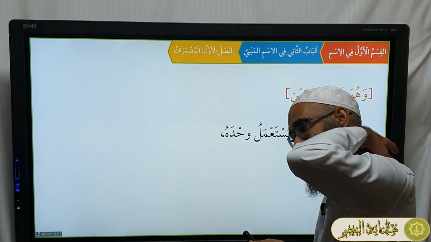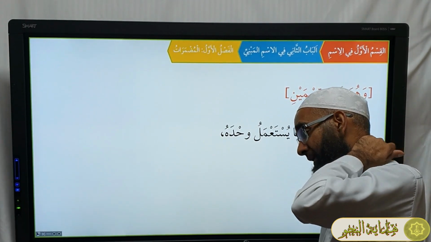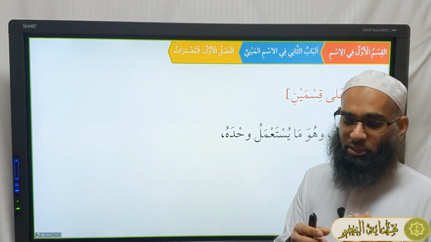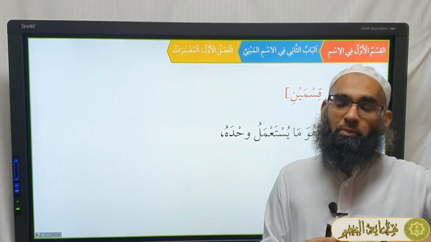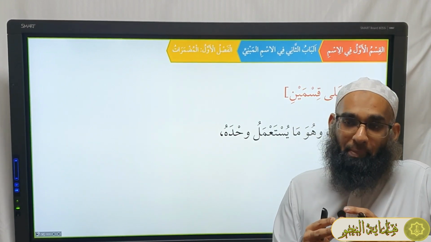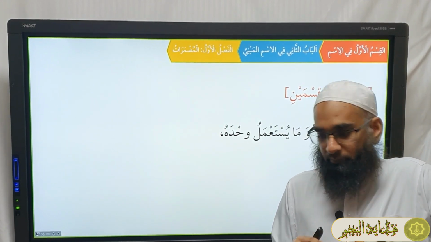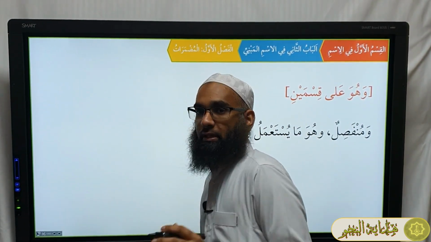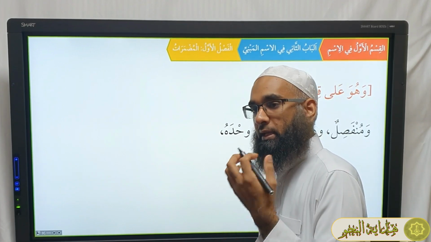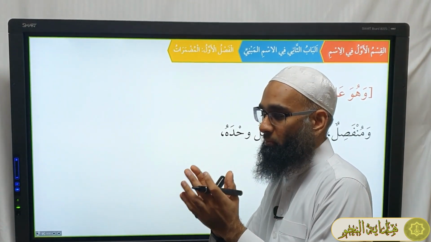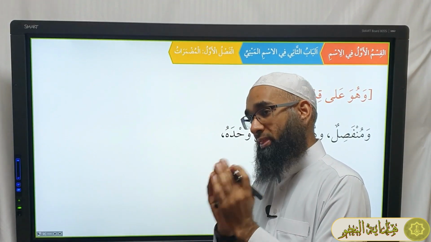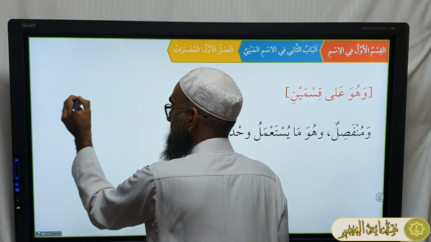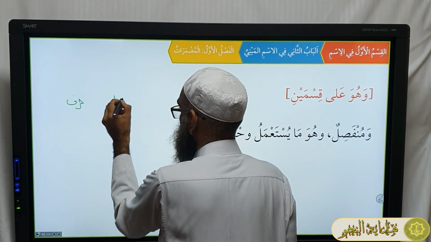Remember, we explained this; it came in Bilqui, and I also explained it at the beginning of the I'rab section. The question is, how can a zamir be marfu, mansub, and majroor when they're mabni? So you have to remember, mabni is of different types. You have harf mabni, you have fi'l, and you have ism.